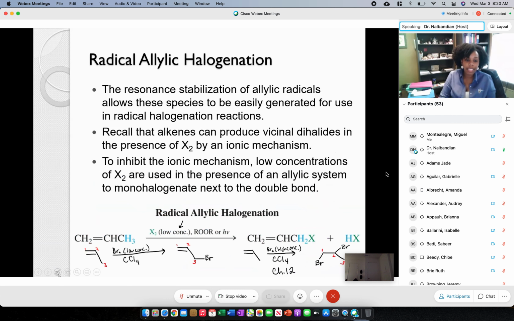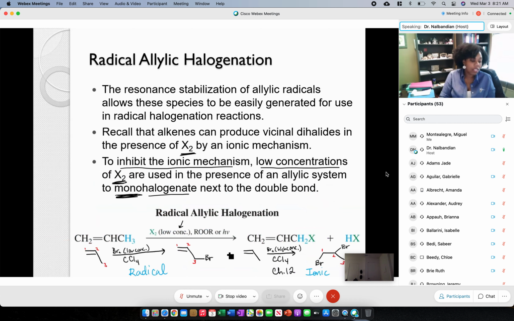So the difference here is that we're talking about an ionic reaction versus this being a radical halogenation. For our radical halogenation here, we are going to keep the concentration of the halogen low because that's going to inhibit the ionic mechanism. So to inhibit the ionic mechanism, we use low concentrations of that halogen so that we can do a monohalogenation. Just add one halogen atom next to the double bond, to the allylic carbon.